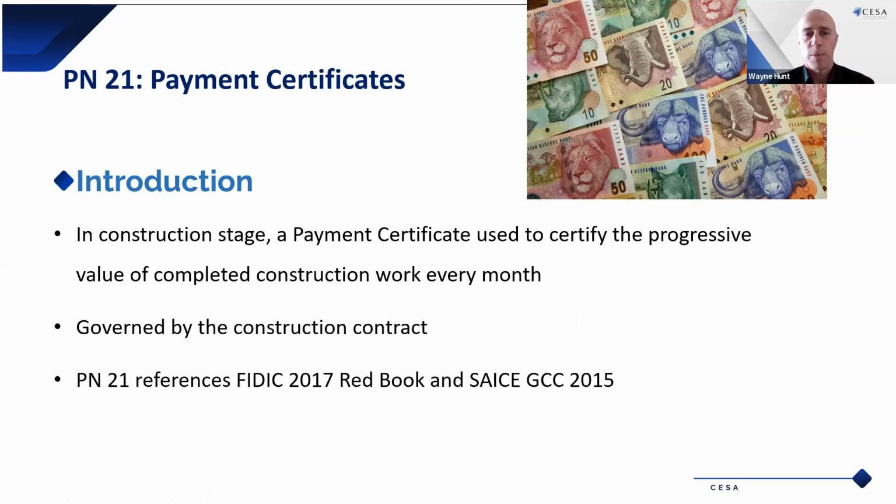In the construction stage, a payment certificate is used to certify the progressive value of completed construction work every month. Generally, a client is only obligated to pay a contractor once all the work is finished. Same as if you went into a shopping mall and bought an apple. You would buy the apple and pay for it. The client is only obligated to pay for it once.